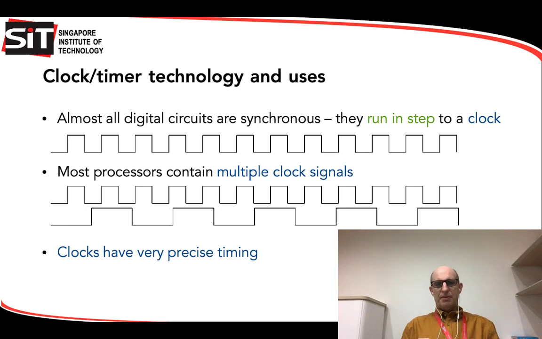So first of all, digital circuits that we use today are almost all synchronous. And synchronous means that they all run in step to a clock. Some things inside a microprocessor need to be done fast, some things only need to be done slow. Some things need precise timing for certain frequencies, and other things need precise timing but of a different frequency. So what actually happens is, in any realistic system today, there's multiple clocks, maybe many clocks, and each of these clocks is a precise and well-defined timing.